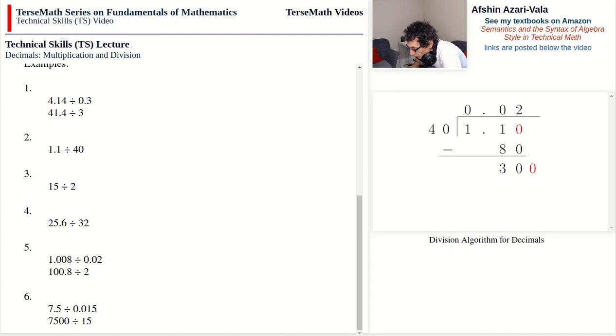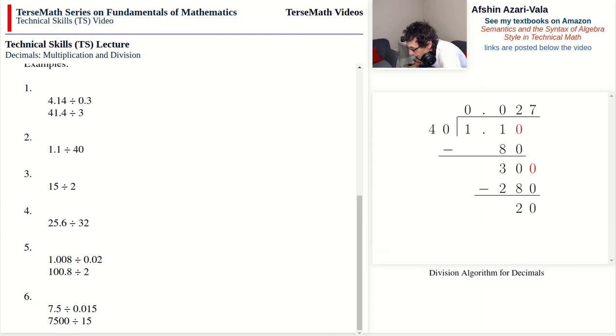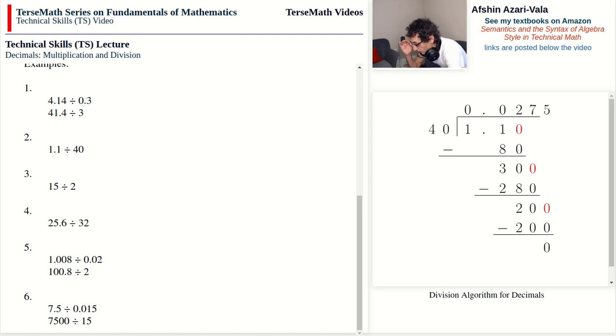And then 40 into 300, 7 times. 7 times 40 is 280. Subtract and you get 20. And then again, I'm not going to add a 0 at the top and put it down. I'm just going to put the 0 down here. So now we have 200. 40 into 200, 5 times. 5 times 40, 200. Subtract 0. And we're done. So as you can see, this is shorter and much nicer than the previous one.